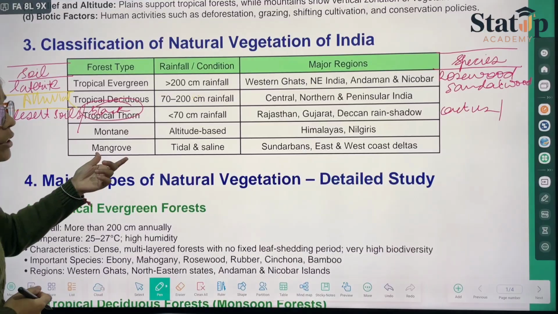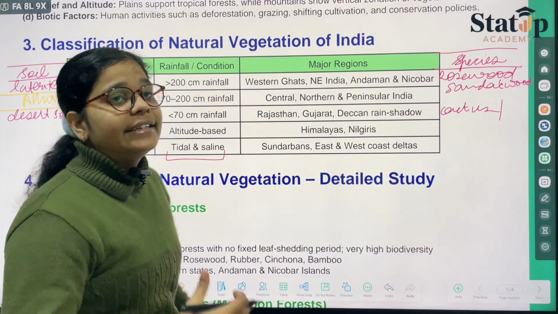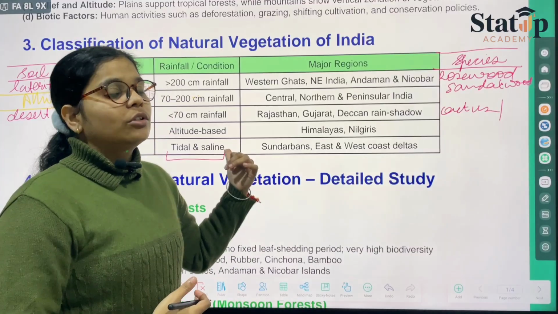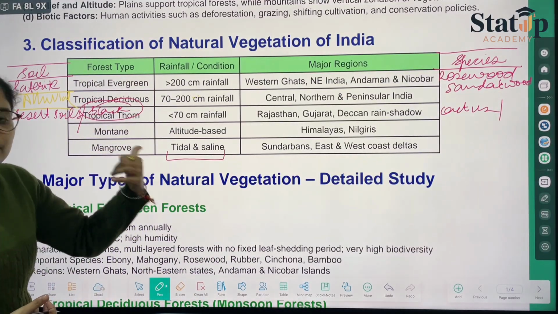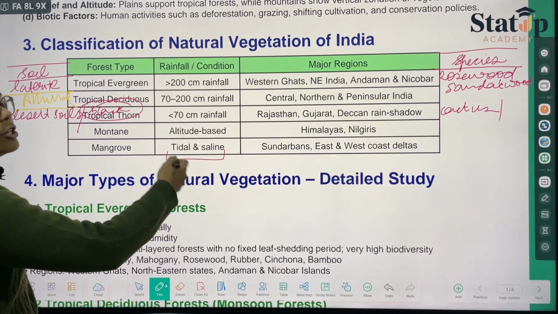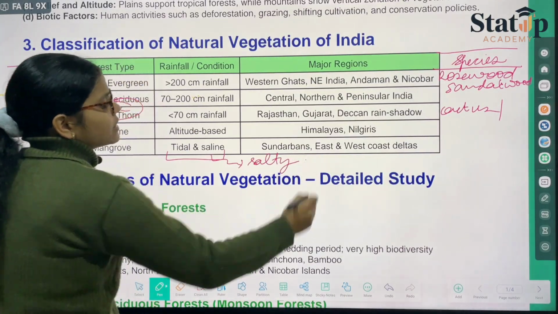Then we have the mangrove type. Mangrove means tidal, where there would be so many tides, like deltas would be formed. At those particular regions, you would be experiencing the mangrove type of forest. And since it is mentioned saline, saline refers to somewhat salty things.